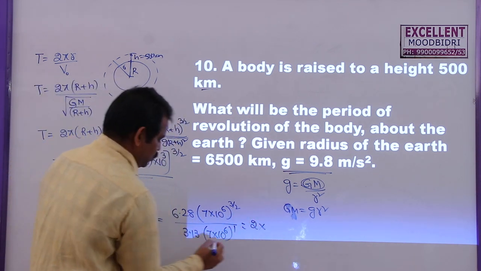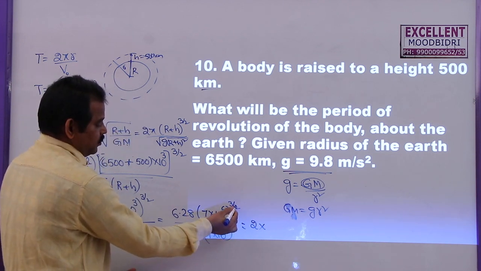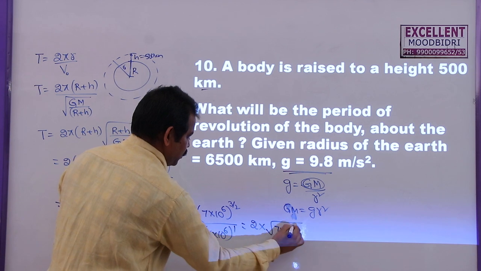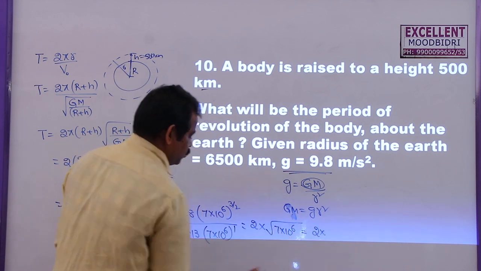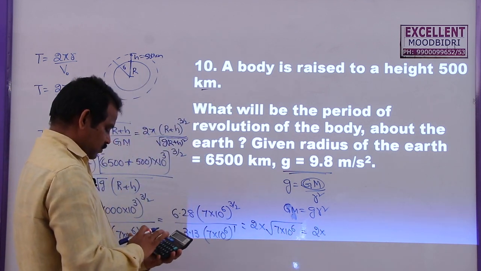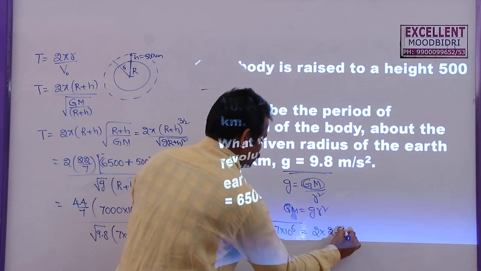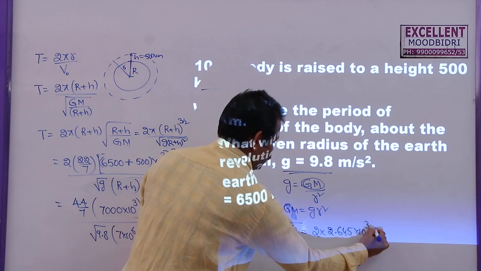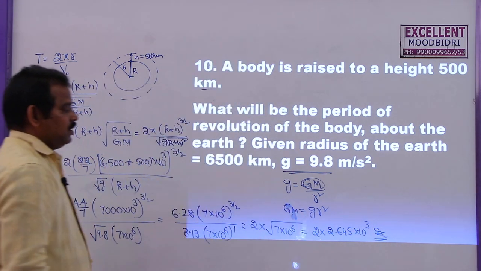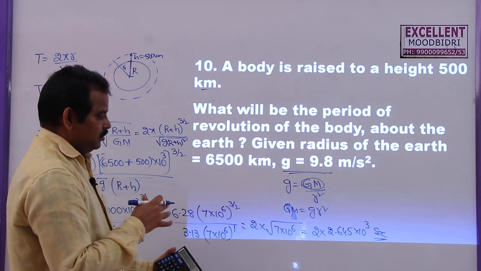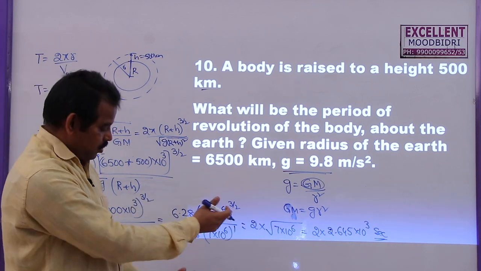So this 2 into this 1, when it goes up they become 1 by 2, that is root over 7 into 10 power 6. So this is 2 into root 7, 2.645 into 10 power 3 seconds. This is the time period of that body around the earth. But I need this in seconds only, so I got it in seconds.